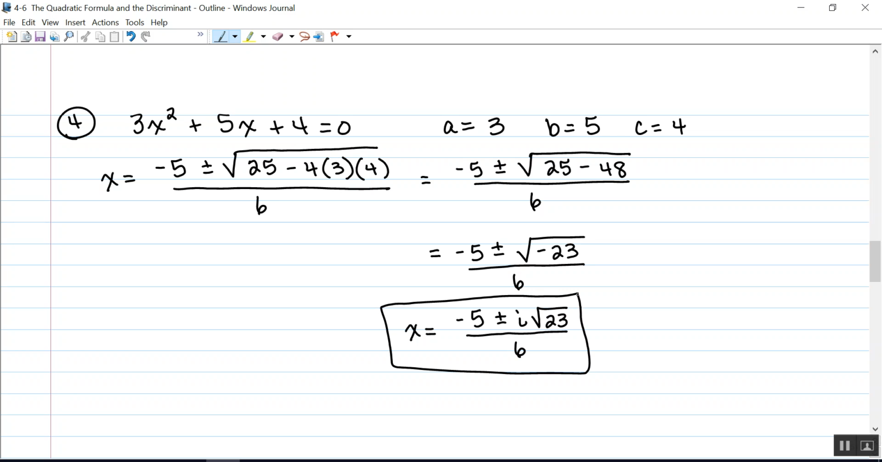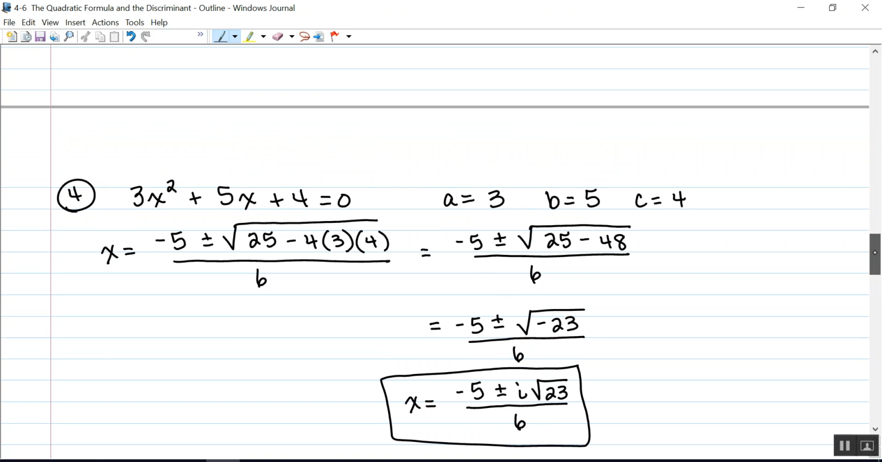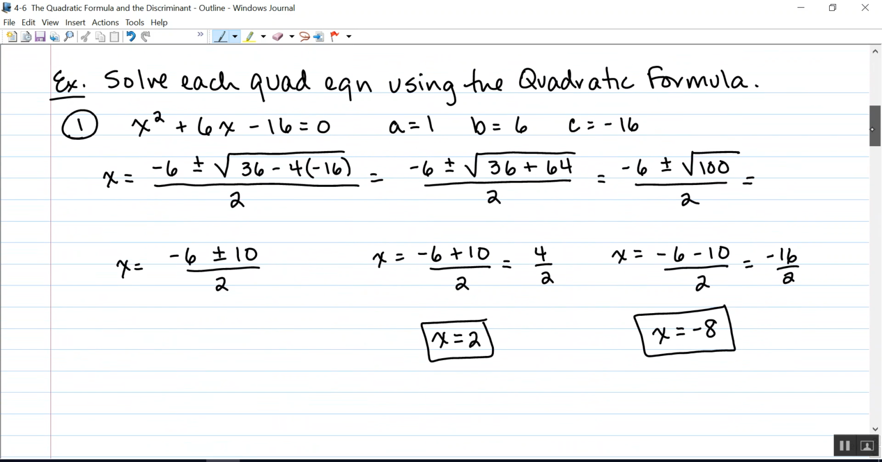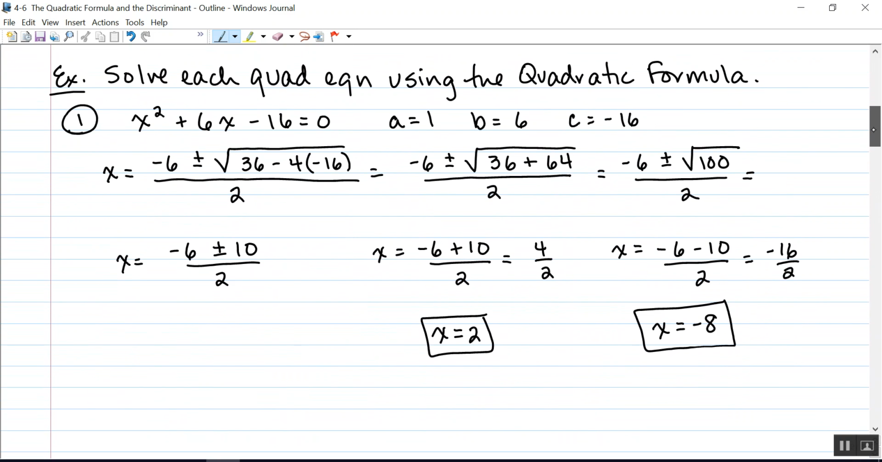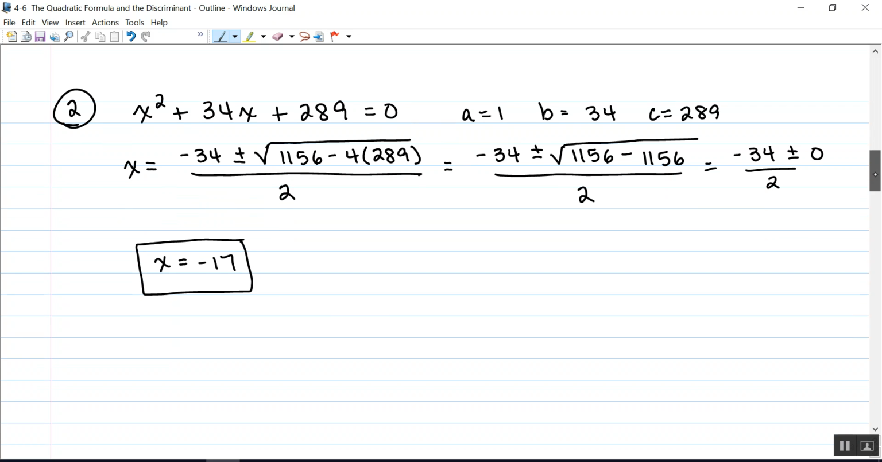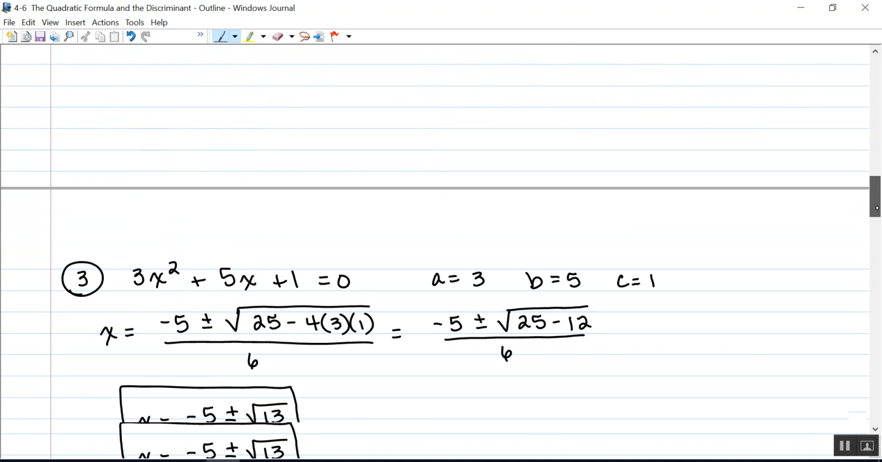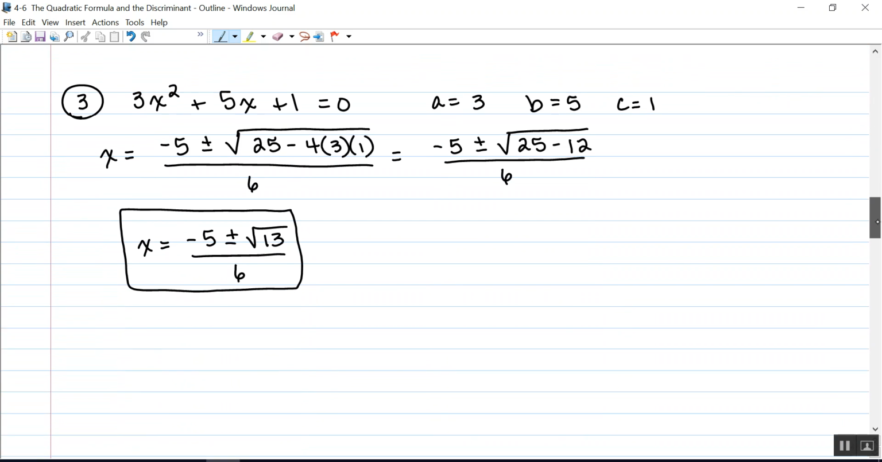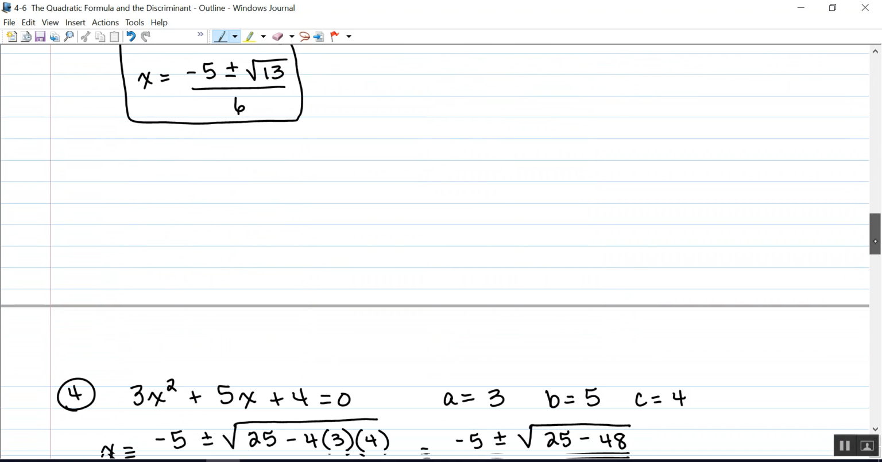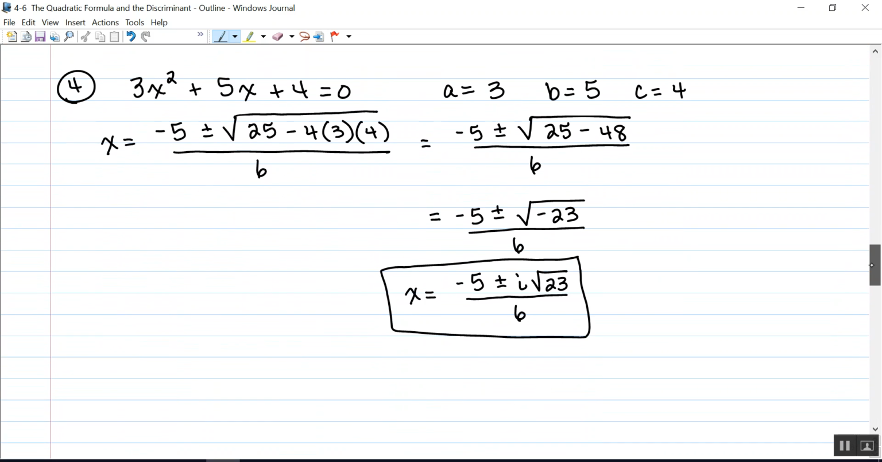So let's go back and take a look at these 4 examples. In the first one, I got what I would call nice numbers, 2 integers, 2 and negative 8. For my second one, I got 1 integer, negative 17. For my third example, I got 2 irrational numbers because I couldn't simplify the square root of 13. And then for my fourth example, I got 2 imaginary or complex roots because I had a square root of negative 23 that I had to pull an i out of.